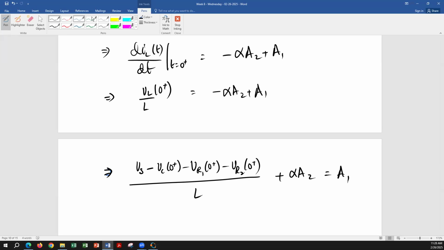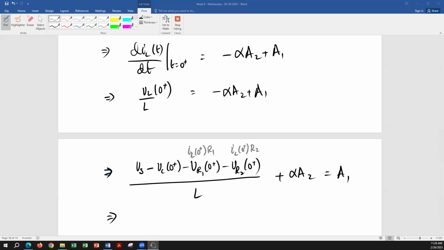Quickly, who's going to tell me except you? Don't take any time and tell me what is VR1 and VR2 at 0 positive. How are we going to calculate that? Using Ohm's law. Exactly. Very good. So IL0 positive times R1, IL0 positive times R2. We're doing this over and over again, remember, so we shouldn't take this much time to answer these questions.